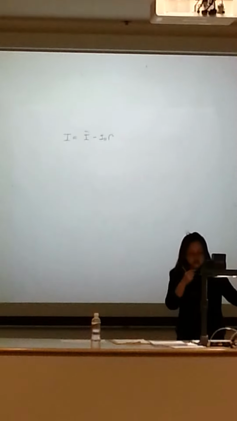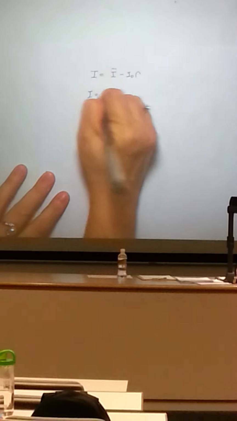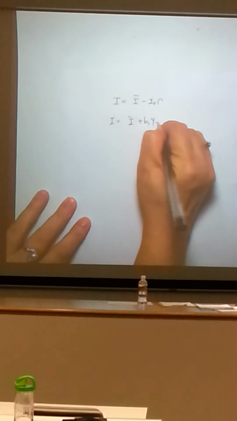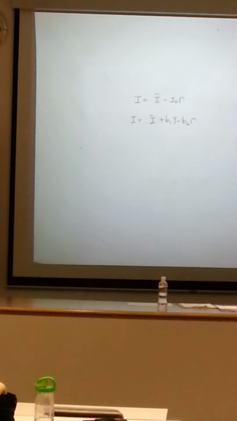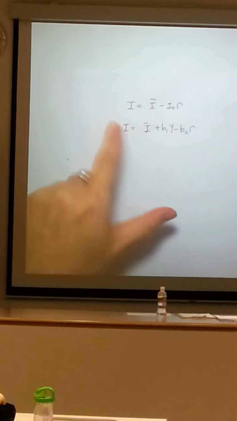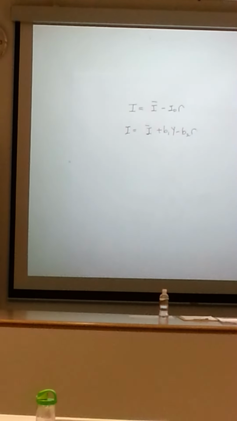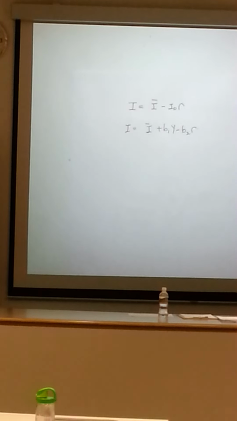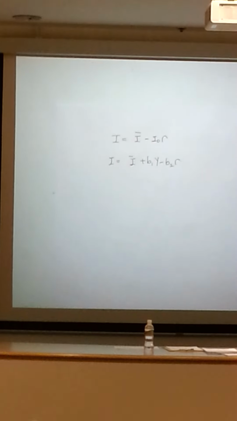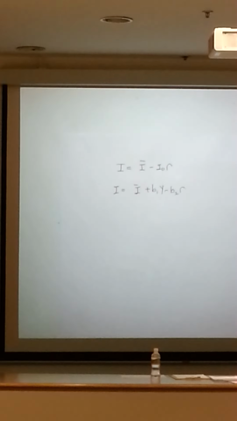Okay? Another version you could see was this. Some of you had I bar plus B1Y minus B2R. Okay? This version now is a combination of what you learned in intro and the one in your lecture notes. You combine the two. They all don't matter. The examiner will tell you what version. But it's very clear, interest rate must play a negative role.